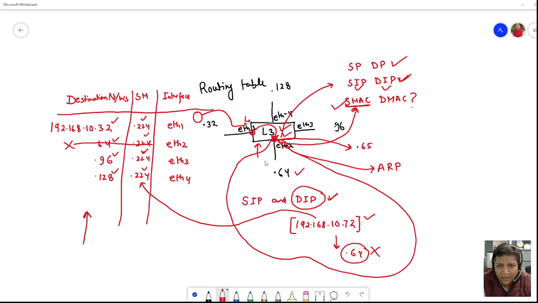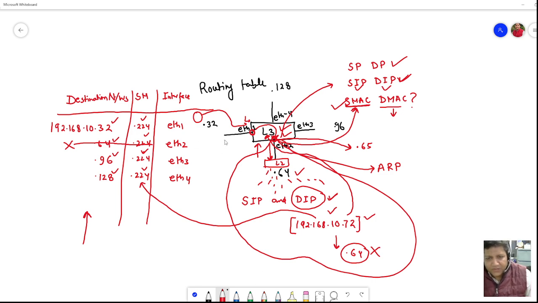So the ARP broadcast will go to L2 and will be broadcast to all the machines. The .72 machine will reply with its own MAC address, and now the destination MAC address is known, and the packet is forwarded further from the L3 device, which will reach 10.72.